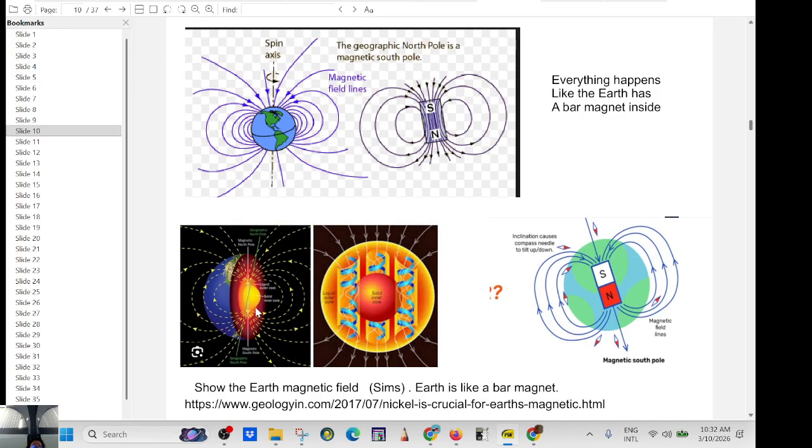So this is why we have the magnetic field around the Earth, because inside the outer core, and it's not fully understood, you have ions, nickel and iron, and they are moving. So it's behaving like an electromagnet, but again, it's not fully understood how it works. Geographic north is the magnetic south.